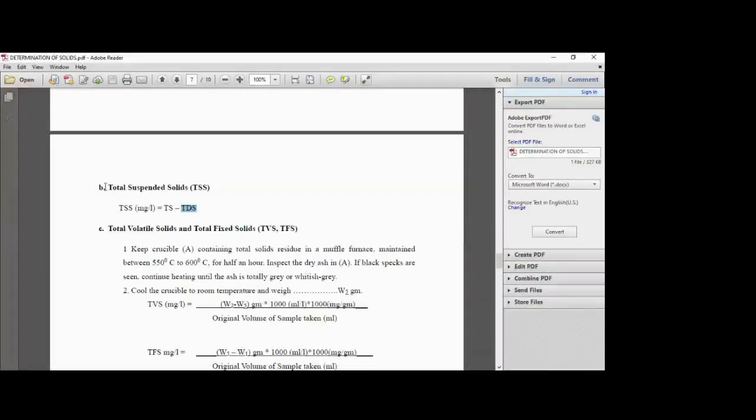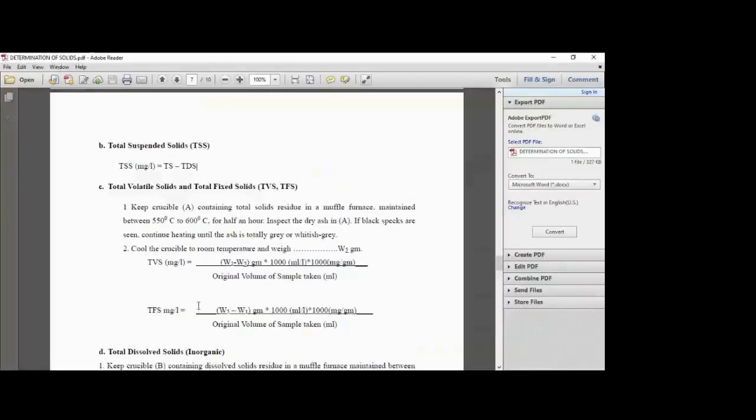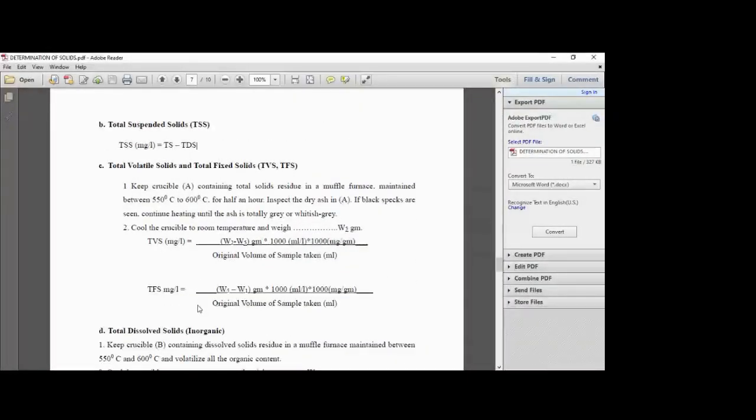So for total suspended solids, we do not have a different technique to find out, right? We have found out the total solids concentration, we have found out the total dissolved solids concentration, and your TSS is nothing but TS minus TDS. Similarly, I can now find out the total volatile solids. Now, what are the volatile solids? Volatile solids are the solids which are able to escape when we give heat energy, right?